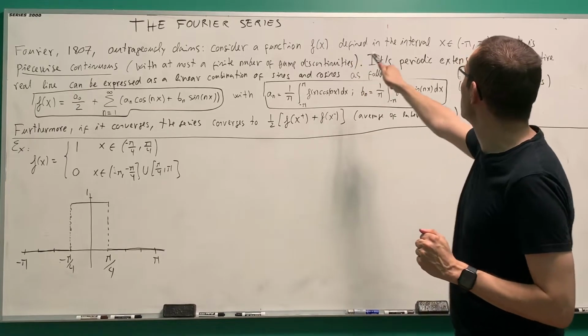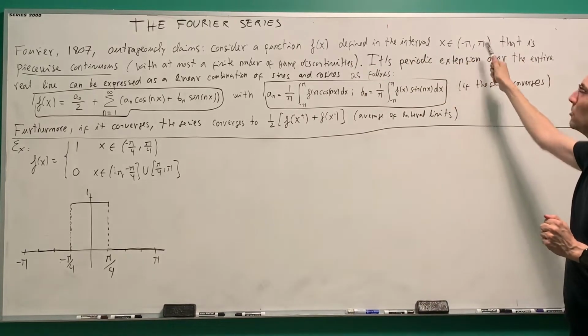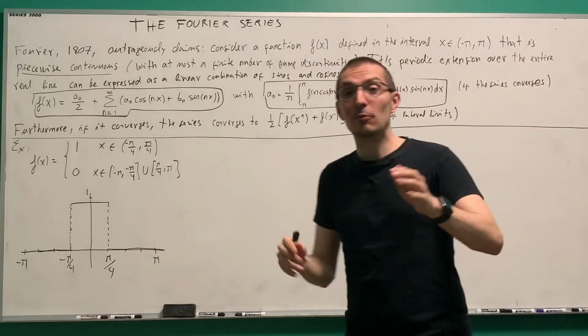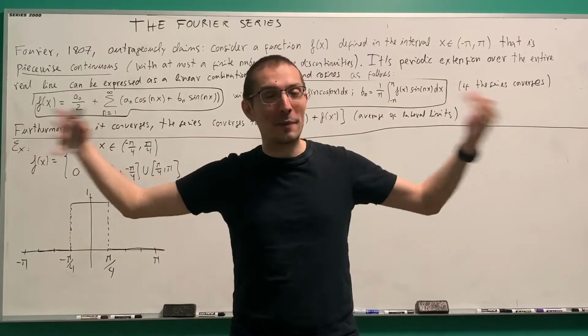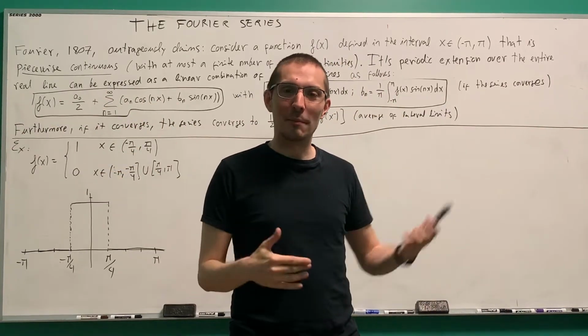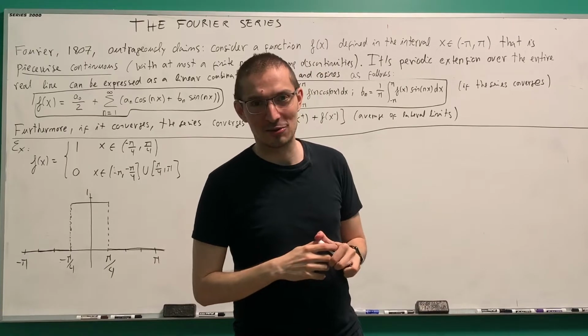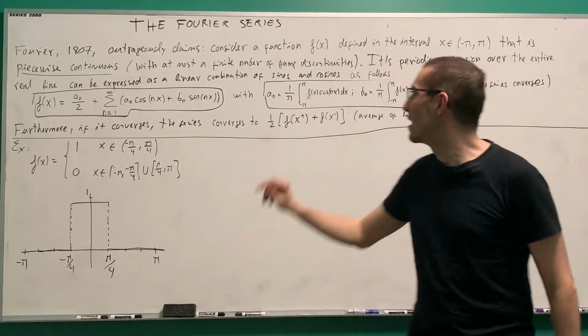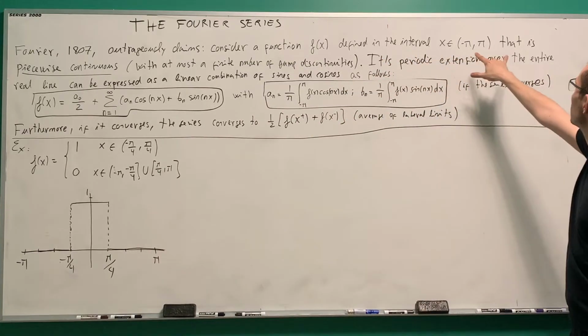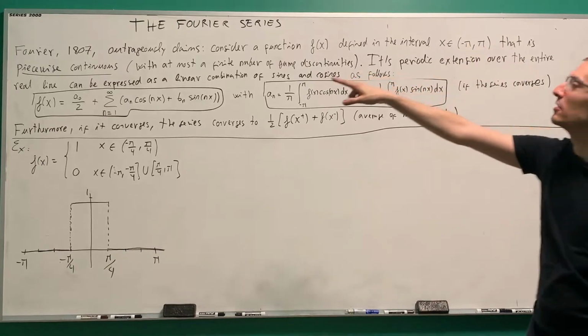Consider a function of x defined in the interval from minus pi to pi. Why minus pi to pi? Irrelevant. We're going to extend it to any interval, no matter how big, no matter where you put it, later on. But this is the original way it was introduced. So bear with me. Imagine a function defined in the interval minus pi to pi that is piecewise continuous.